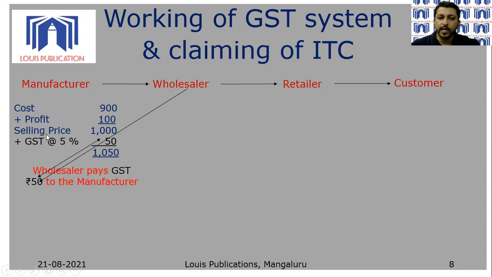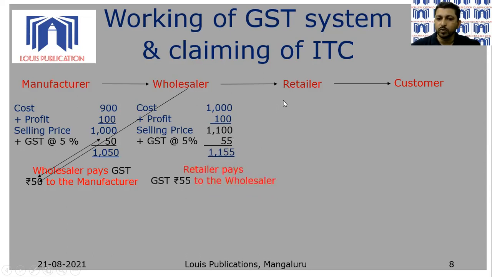Let's understand. So as I mentioned, selling price to the manufacturer will become cost price to the wholesaler. So cost to the wholesaler is 1000 rupees. I'm just assuming that the wholesaler is adding his share of profit of 100 rupees. So selling price now is 1100 rupees from the wholesaler's point of view. GST is 5%. We are keeping it same. So 5% of 1100 will be 55 rupees. So the retailer is supposed to pay 1155 to the wholesaler. And in that, 55 rupees is the GST amount. So the retailer pays GST of 55 rupees to the wholesaler.